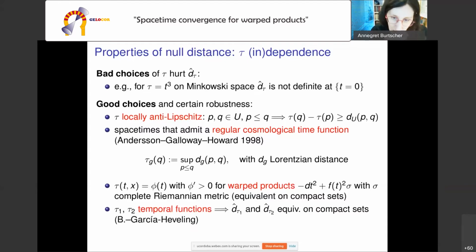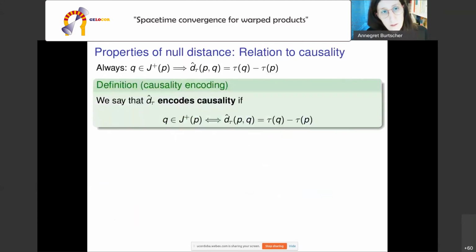And with my PhD student, I last year also, in relation to that, showed that more generally, if you take temporal functions, then you also get that the null distances are equivalent on compact sets. So there are several good choices that you can make, but of course, it depends on your situation.